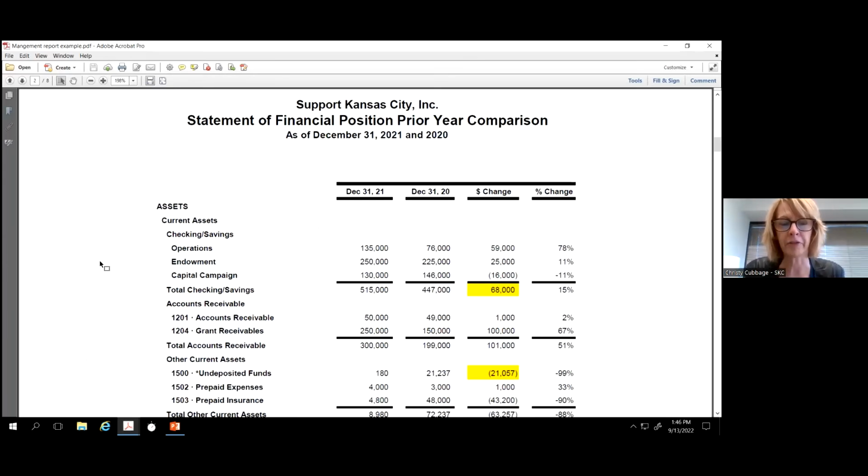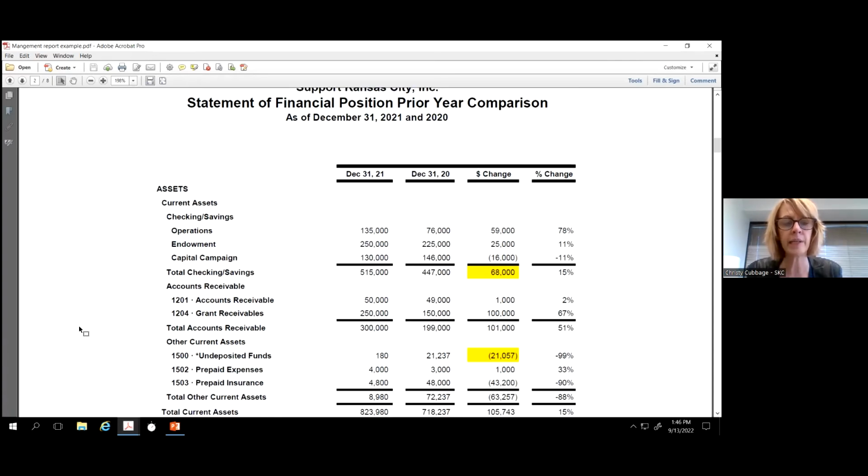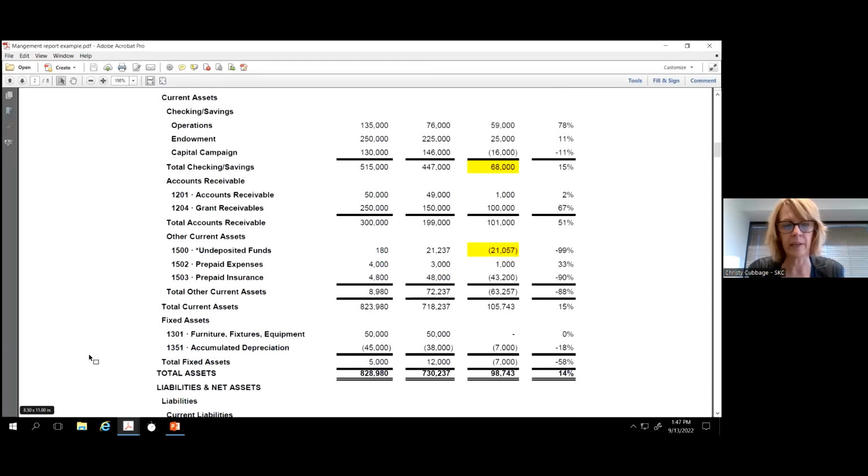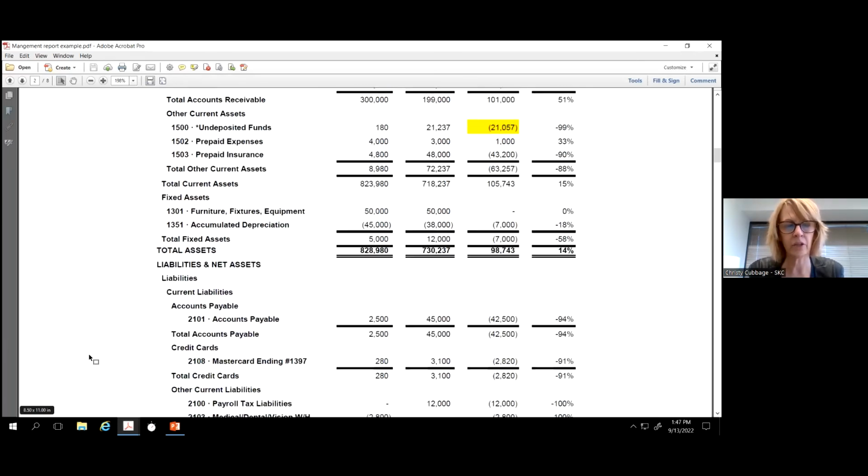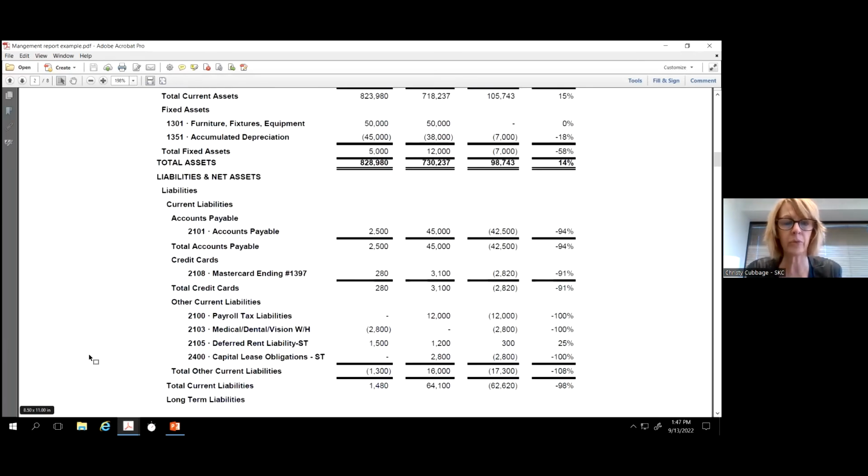This is that statement of financial position. Again, a point in time. This is where we were at December 31st. If you see an account on here and wonder what this means, a lot of times people will say, what does undeposited funds mean? It's actually funds that we have, but we haven't taken them to the bank. So trying to get it concise and short. I'm going to scroll through these fairly quickly.